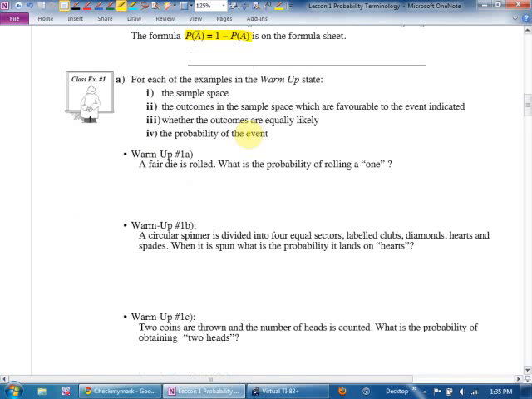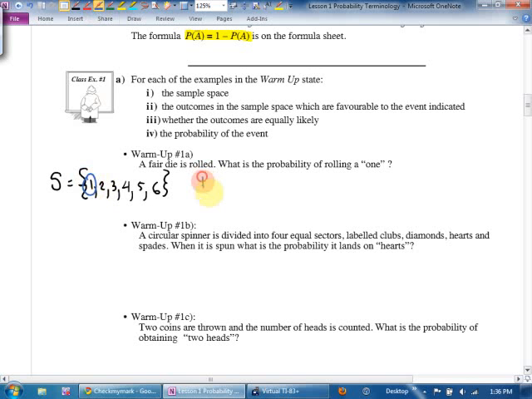For each of the examples, it says state the sample space, which outcomes are favorable, whether the outcomes are equally likely, and the probability of the event. So a fair die is rolled. What's the sample space for a fair die? And traditionally, we use the squiggly brackets because it's a set. What are the outcomes for a fair die? 1, 2, 3, 4, 5, 6. Now, the event it asks is, what's the probability of rolling a 1? I'm just going to circle that event right there.